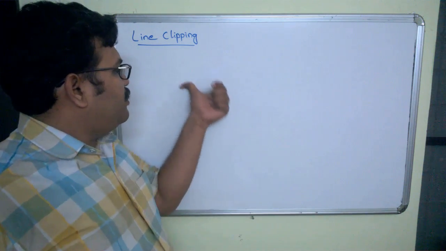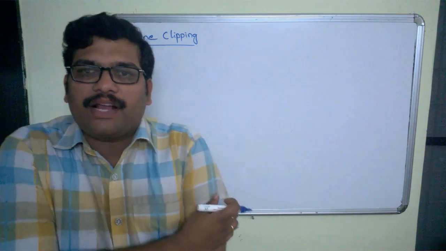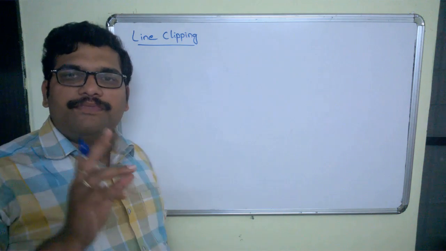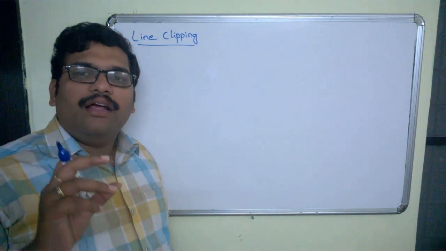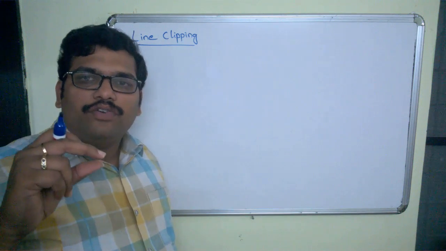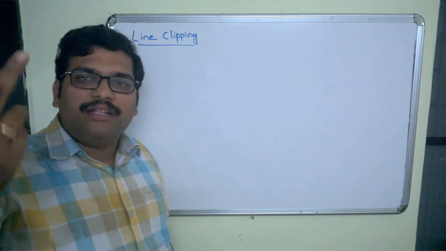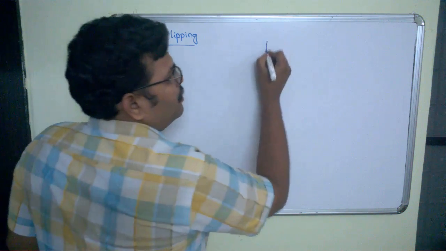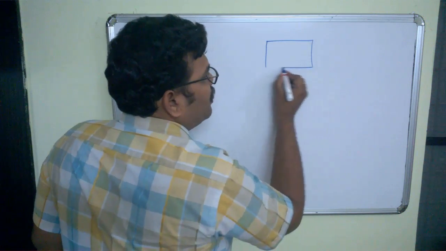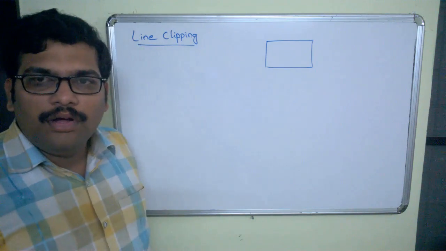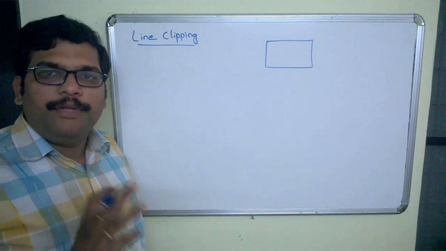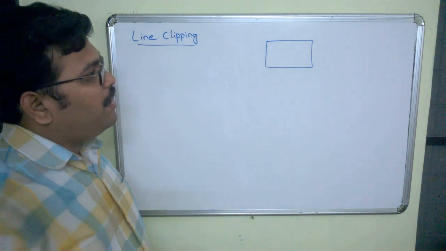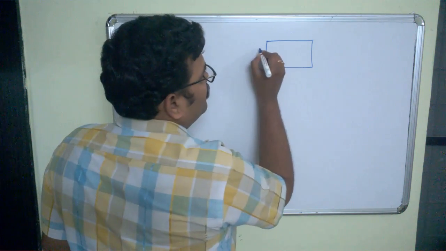In the previous session, we saw point clipping, where we were considering points. In this session, it is line clipping, so we have to consider a line. The line which lies inside the window should be displayed, and the line outside the window should be discarded, that means clipped. So here also we have to define a window with the boundaries xw minimum, xw maximum, and yw minimum and yw maximum, and consider the lines.